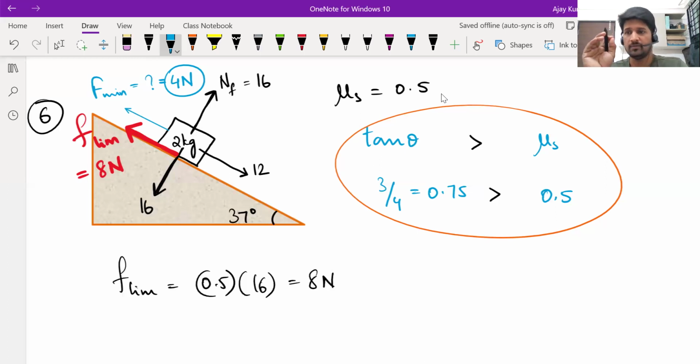For limiting friction, there is a formula, but that much friction need not always act. Only how much is necessary, that much will act. In this question, they are asking how much minimum effort we need to put. If you are putting minimum effort, friction should be putting maximum effort. That is how you can say that friction is 8 newtons. Then you calculate the unknown force as 4 newtons.